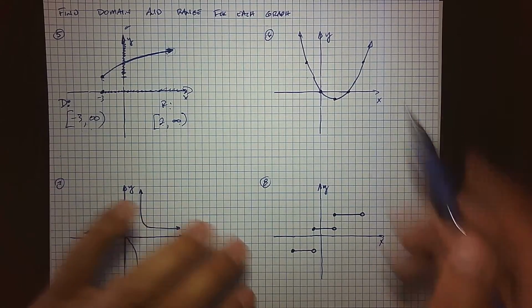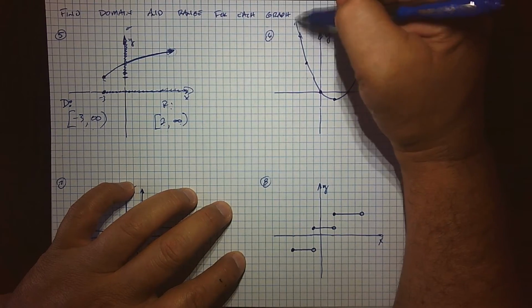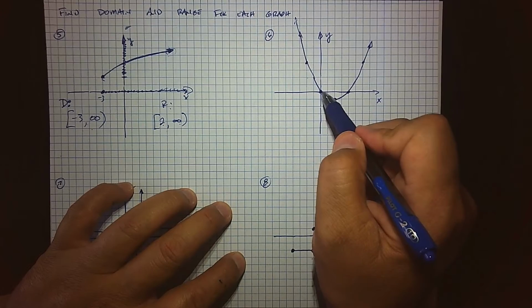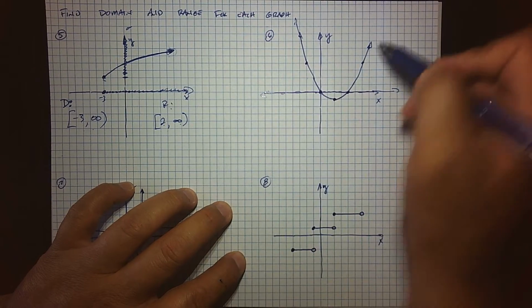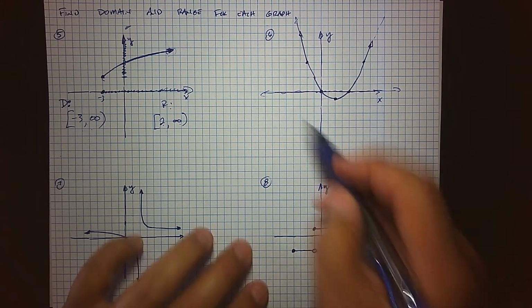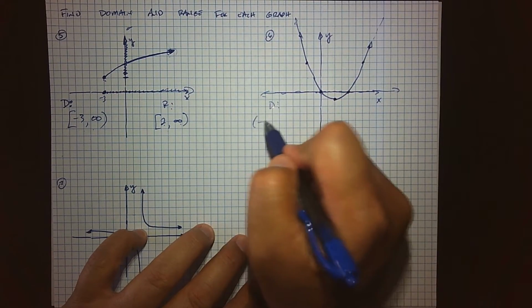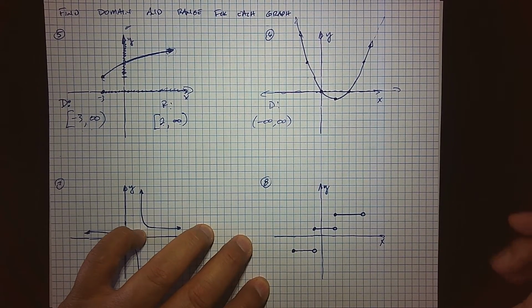Next graph, again we have some arrows. So this indicates that this is going to go on forever and ever. So along the x-axis, we're going to be covered all the time. Eventually, this graph will cover all of the x-axis. So again, a very strong domain, all real numbers, -infinity to positive infinity.